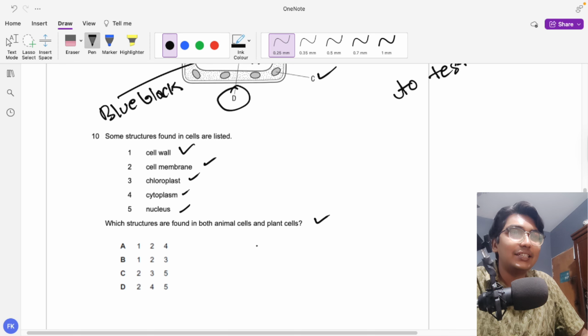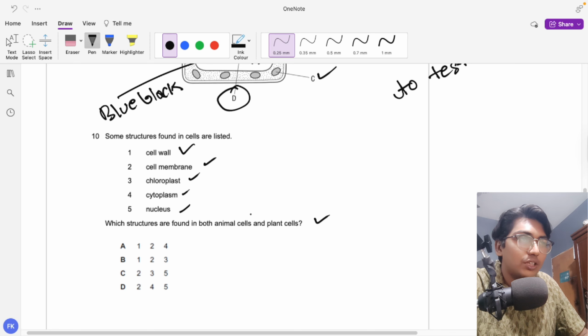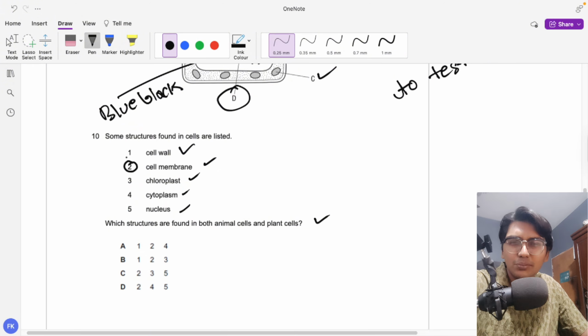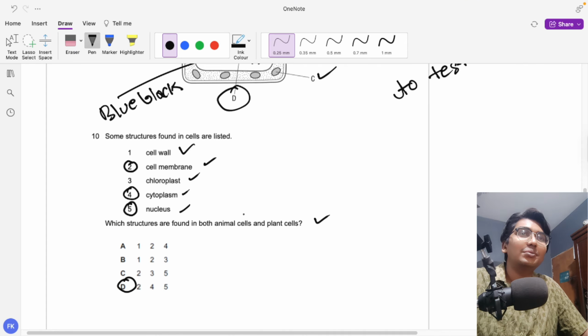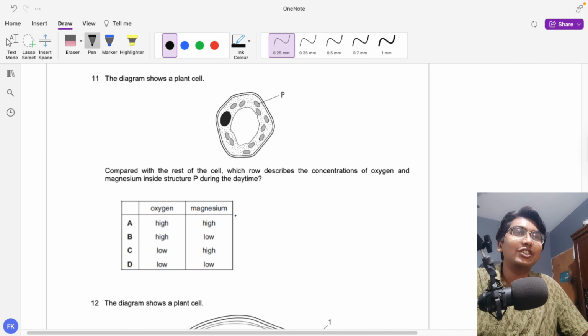Look, they said which structures are found in both animal cell and plant cell. So it should be cell membrane, which is found in both plant and animal cell. It couldn't be cell wall, right? It is found in plant cell. It couldn't be chloroplast because it is found in plant cells. Both of them have nucleus, right? And cytoplasm. So it should be 2, 4, 5. Do you have 2, 4, 5? The answer would be D. Let's look at another question.